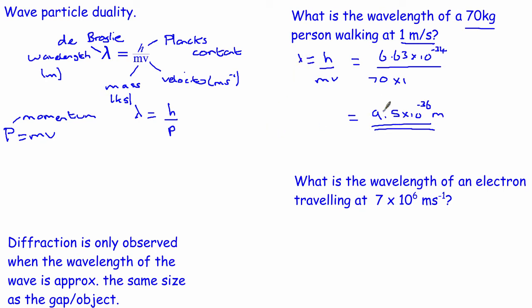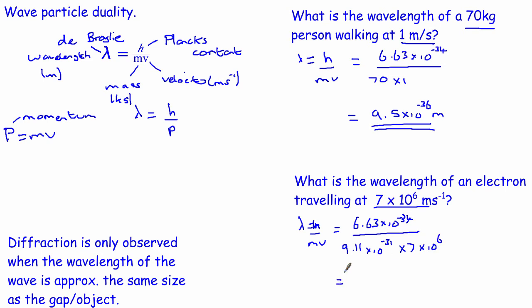So let's do a second example. Let's have a look at the wavelength of this electron. Again, we'll write down our equation, h over mv. Planck's constant, 6.63 times 10 to the minus 34, divided by the mass. The mass of an electron, if you look at your data sheet, is 9.11 times 10 to the minus 31 kilograms, multiplied by the velocity, which is 7 times 10 to the 6. Again, if we do this on our calculator, we end up with 1 times 10 to the minus 10 meters.